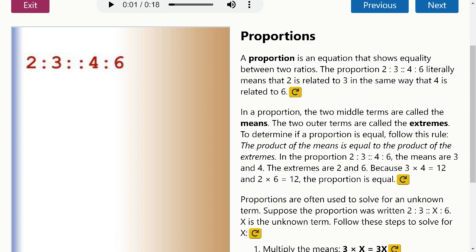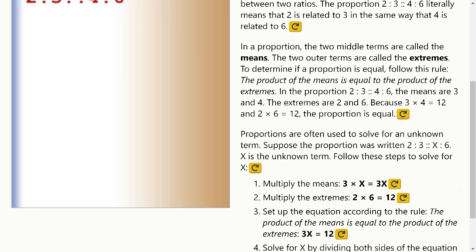To determine if a proportion is equal, you'll follow this rule. The product of the means is equal to the product of the extremes. In the proportion 2 to 3 to 4 to 6, the means are 3 and 4. The extremes are 2 and 6, because 3 times 4 equals 12, and 2 times 6 equals 12. The proportion is equal.